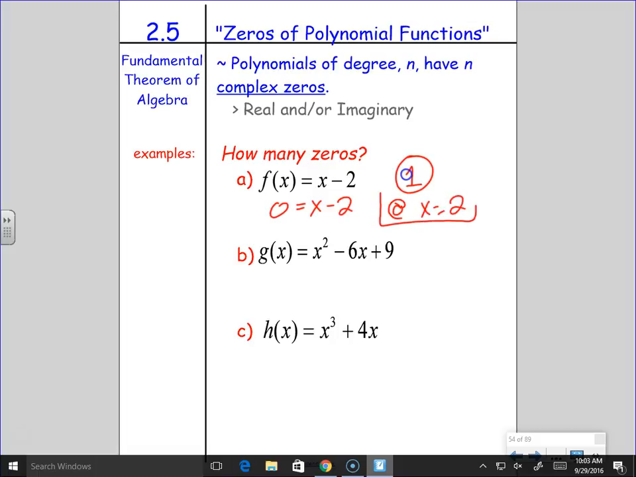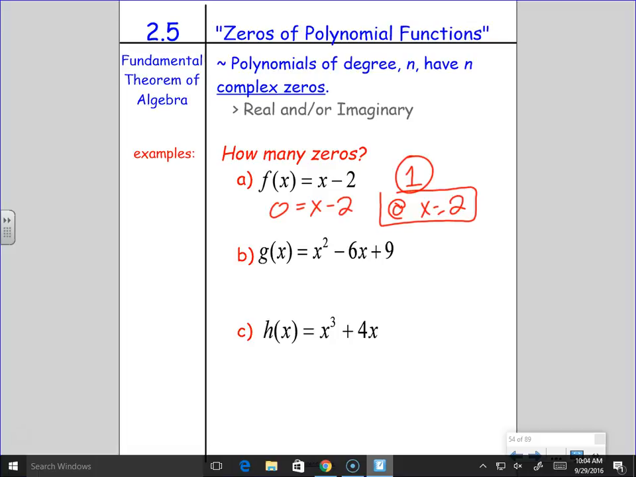Now I didn't actually make you guys solve it, but maybe you did anyway. Okay, letter B. It's okay, you got this. Letter B. How many zeros could it have? 1 or 2. Could have up to 2, which means 0 or 1 or 2. How do we know for sure, without solving?